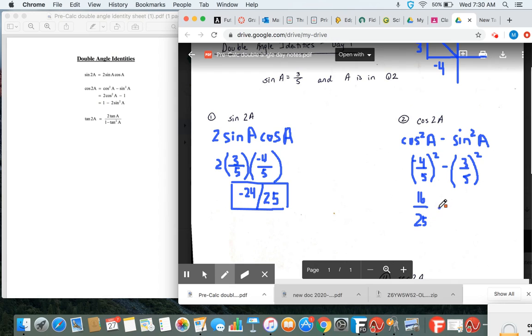It's minus 9/25. We've got a common denominator already, so no need to find one. We just add or subtract the numerators here, and your answer is 7/25.